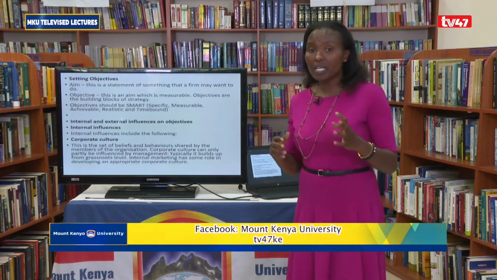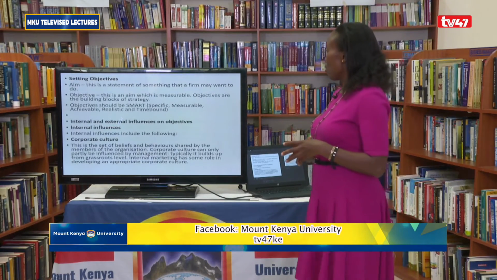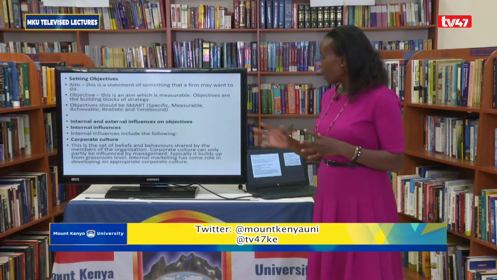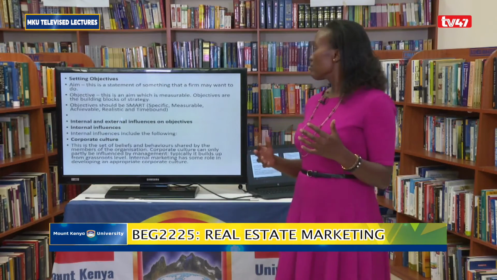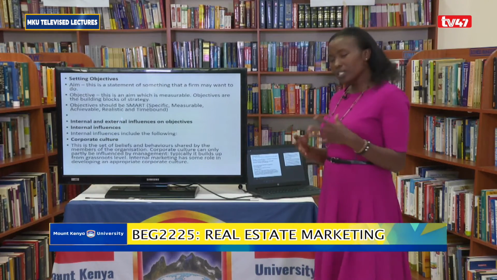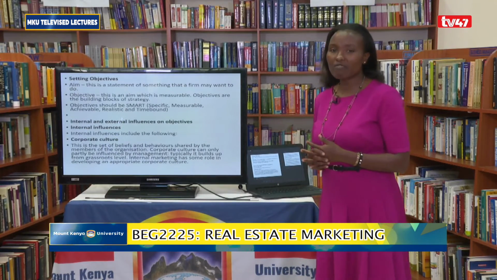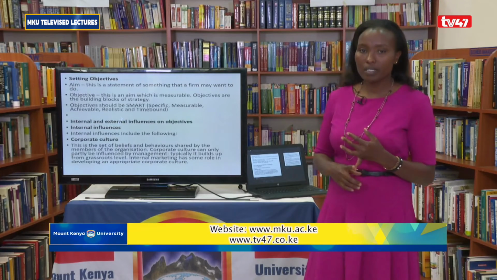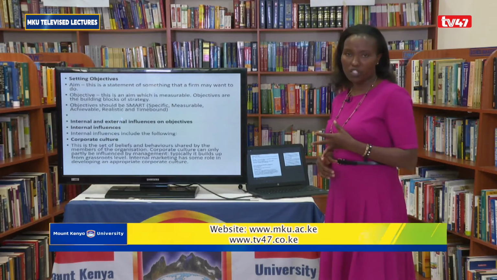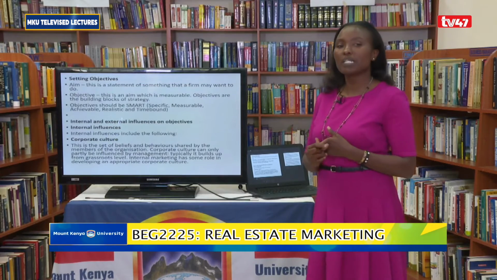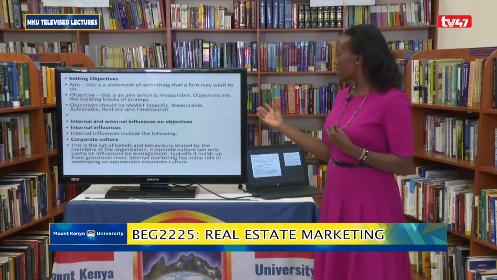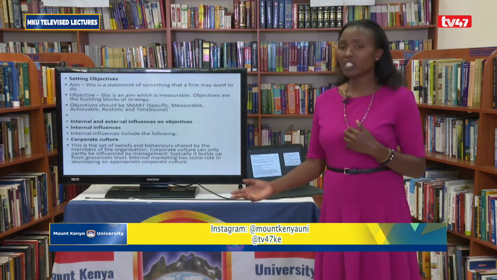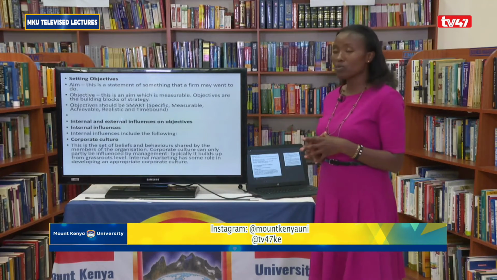So how do we set objectives? One of the ways is a statement of something which is measurable. Your objective must be SMART. It must be measurable, achievable, realistic, and time-bound. Objectives must be SMART: specific, measurable, achievable, realistic, and time-bound.